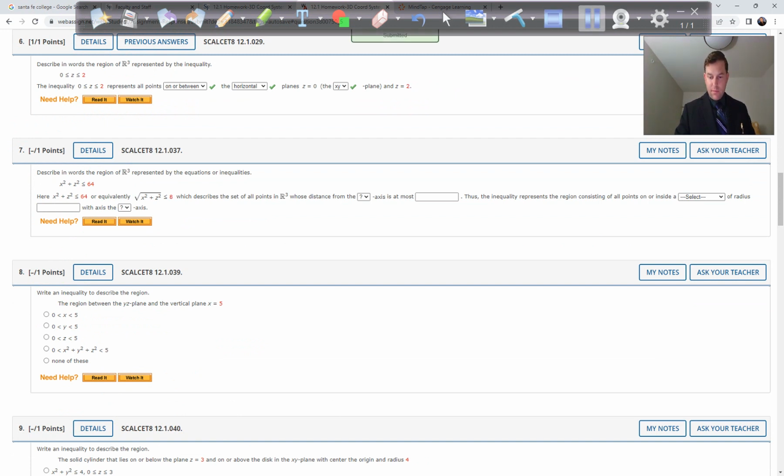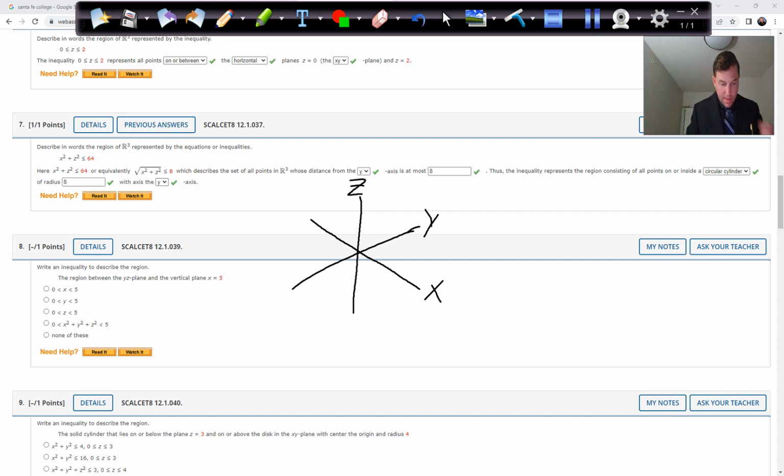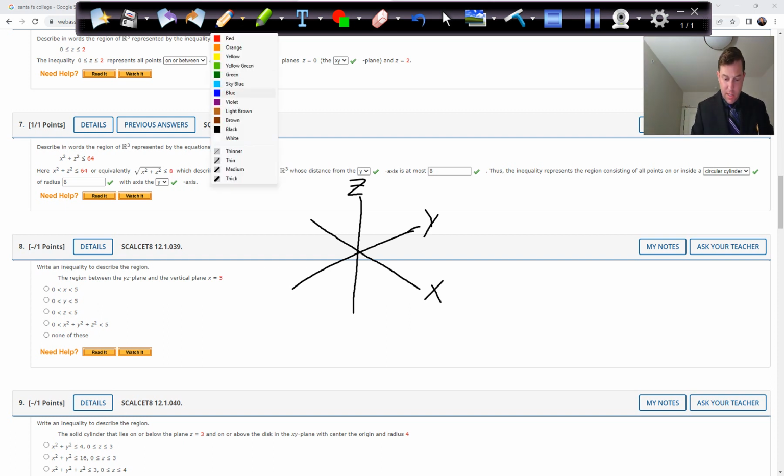Okay, problem 7 is pretty similar, but I'm actually going to draw this one. So we've got the X, Y plane. This would be X, this would be Y, this would be Z. And this says the equation is x squared plus z squared is less than or equal to 64, or equivalently, the square root of x squared plus z squared is less than or equal to 8. So this is going to be harder to draw than I thought. This is actually a cylinder.